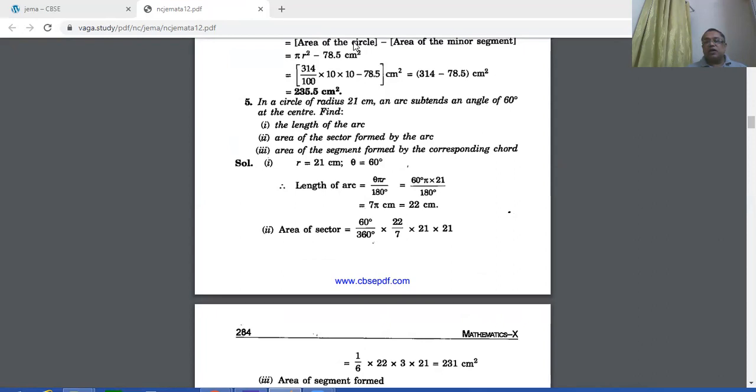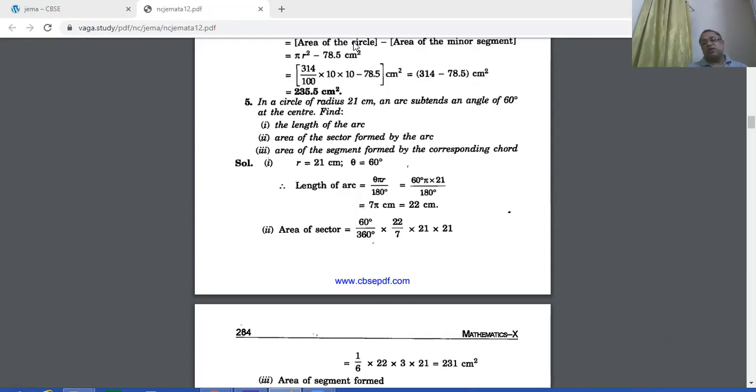So pi r theta by 180, that is the formula. So when you do that, you will get the answer very easily. This is the formula for length of arc. All the values are given. 22 by 7, radius is 21, theta is 60 upon 180. So I can cancel this 7, 3, and this 21 cancels. We get easily this one.